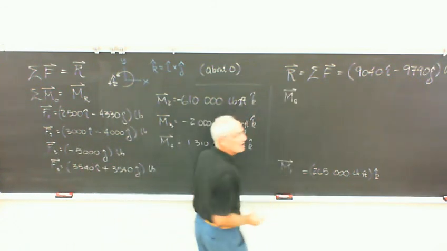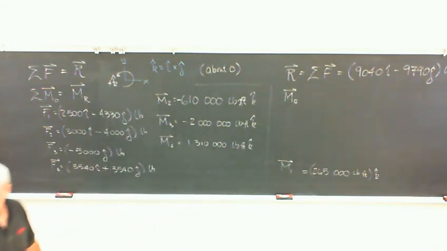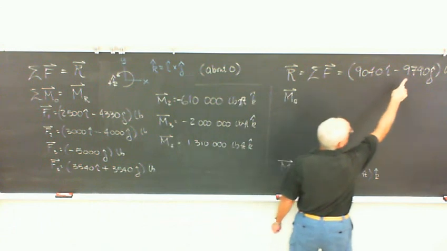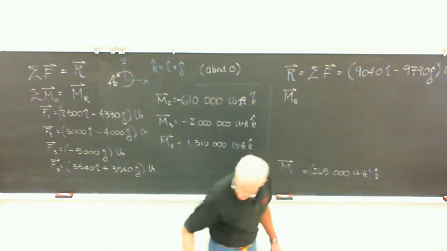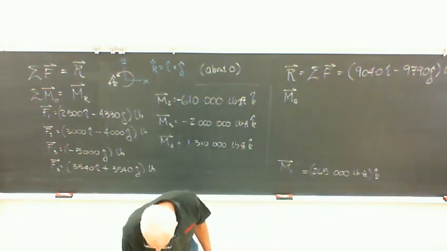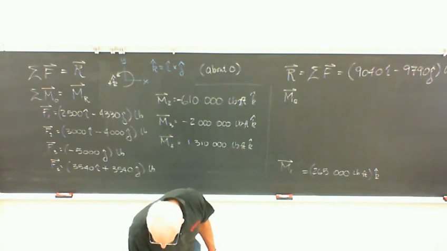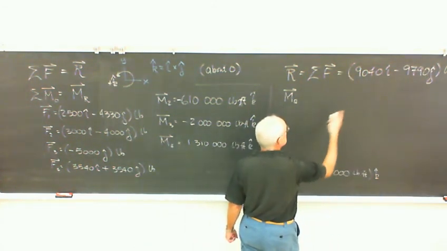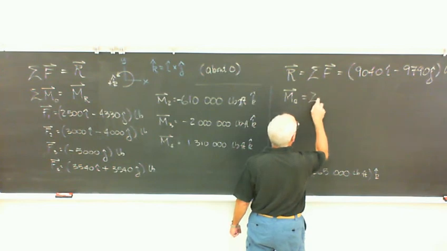Now this is what's going to tell us where to place that ship. This will tell us how big it needs to be. You can figure out the magnitude from that. Whatever the magnitude of that vector is, that's the size of the super tug that we buy.